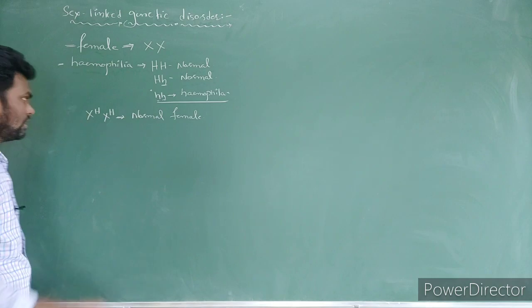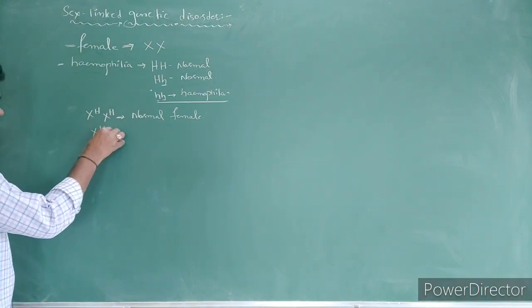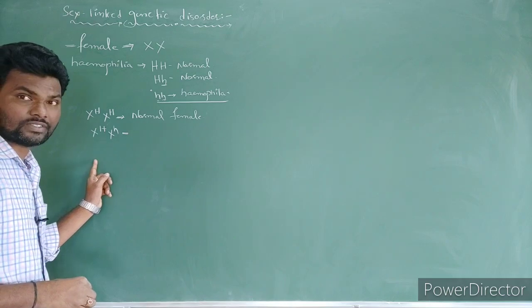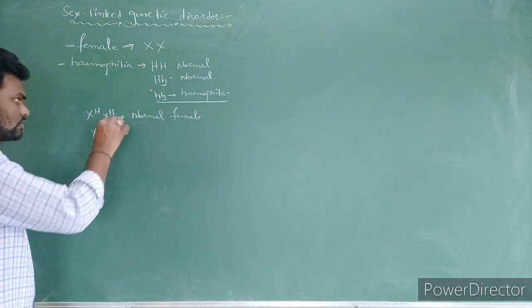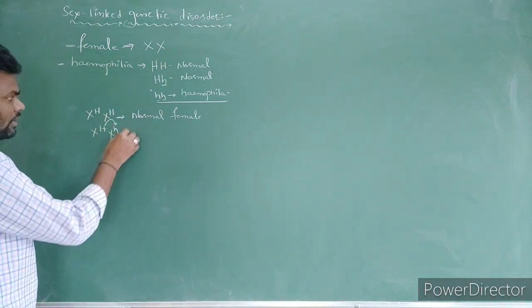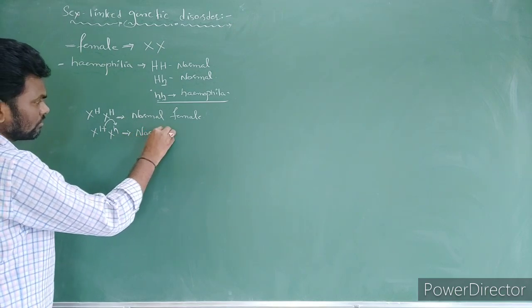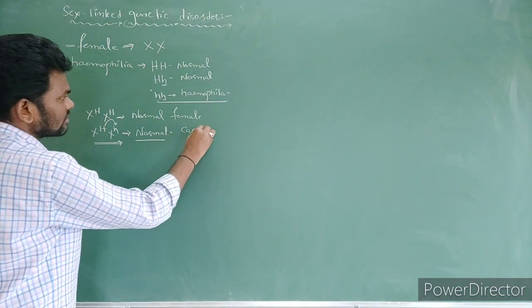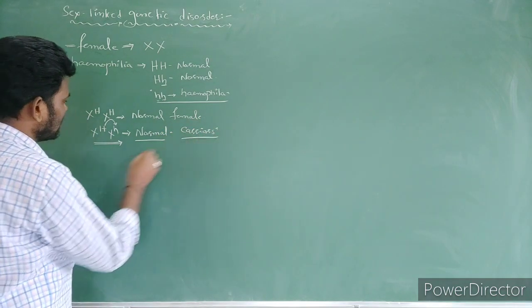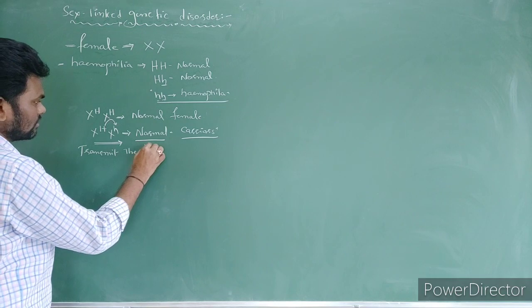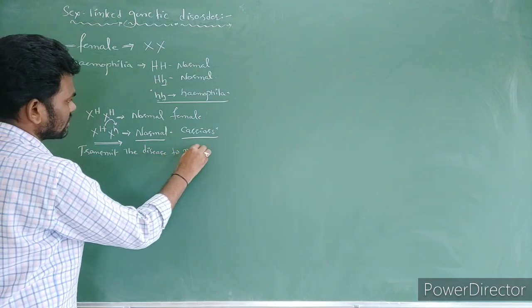right? Next, X H X small h. This is already a mutated, already altered gene. But here the heterozygous condition is there. In the other chromosome the dominant gene is there, so it is going to dominate or mask this character. So in this case it is also normal. But these females act as carriers. They transmit the disease to the next generation.